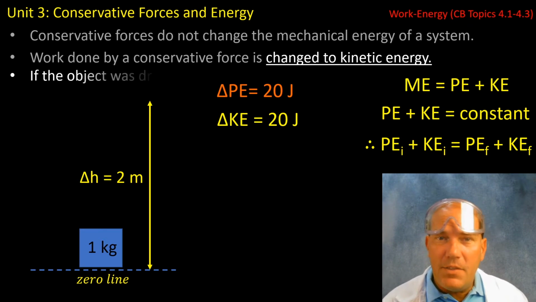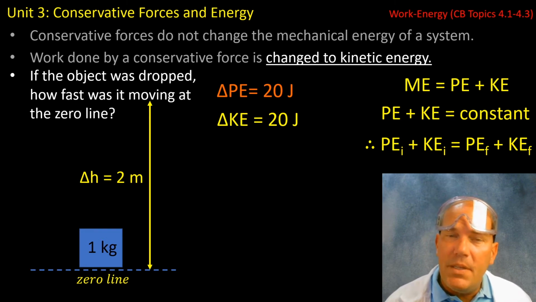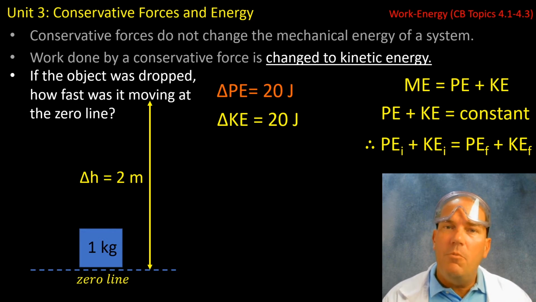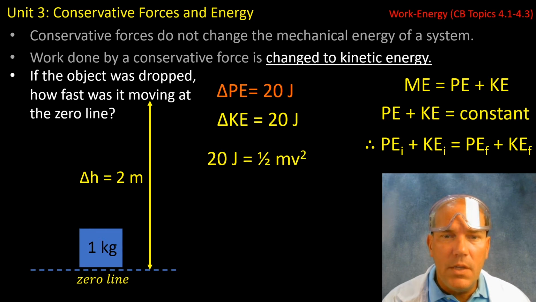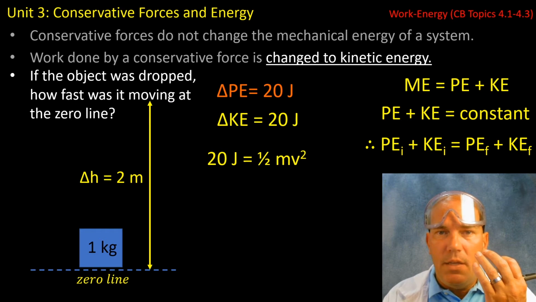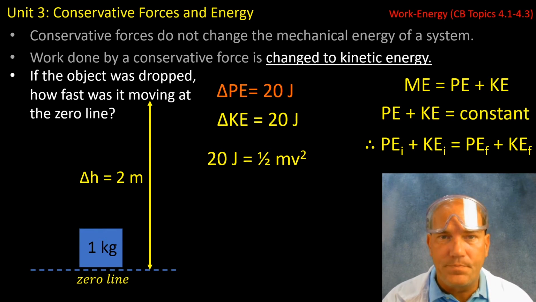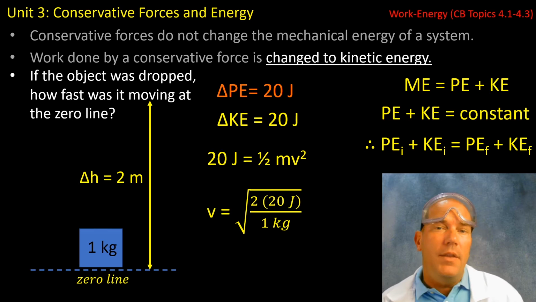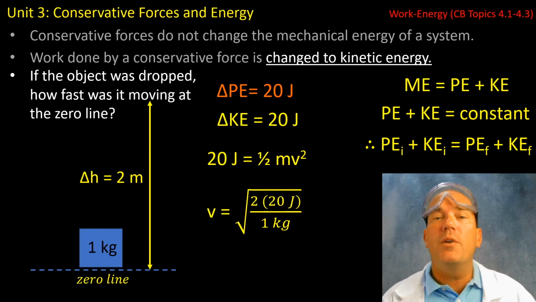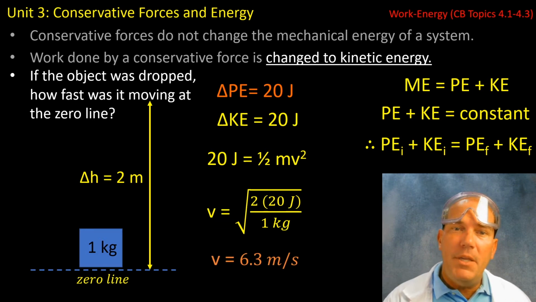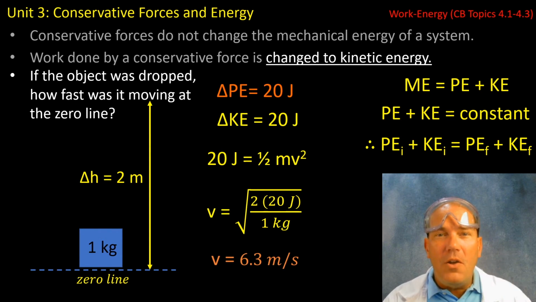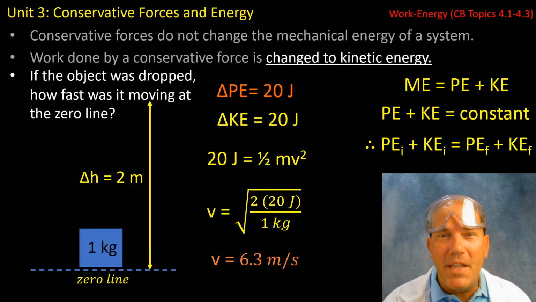So let's look at a next part of this scenario. The object's dropped. How fast is it moving at the zero line? Which again is not the ground. So we can say, well, 20 joules is equal to the kinetic energy 1/2 mv squared. We can then do a little bit of algebra, multiply both sides by 2 and divide by the mass of the object and take the square root of that quantity to get the speed of the object at our zero line. And it's moving approximately 6.3 meters per second. All of that potential energy was converted into kinetic energy.